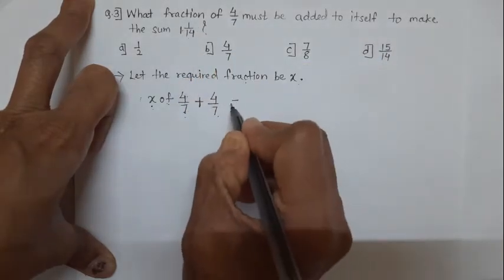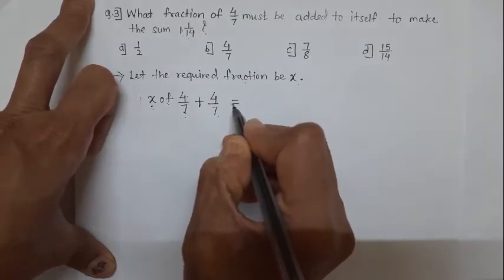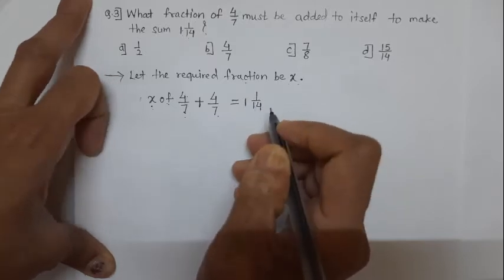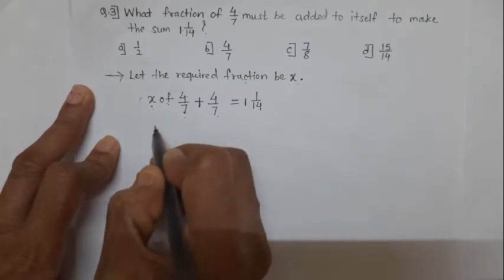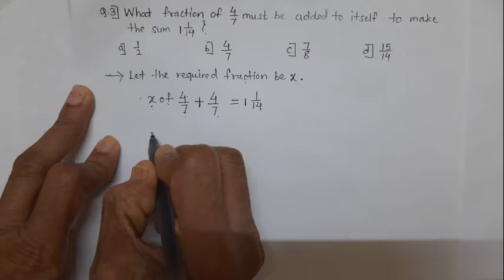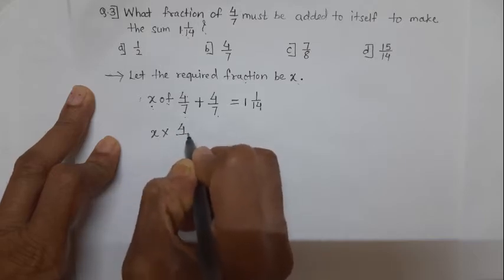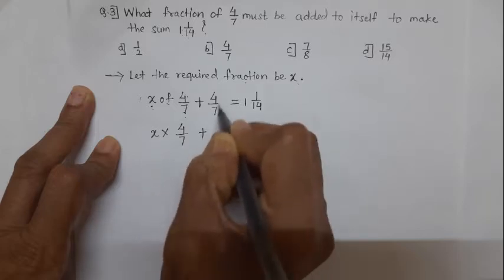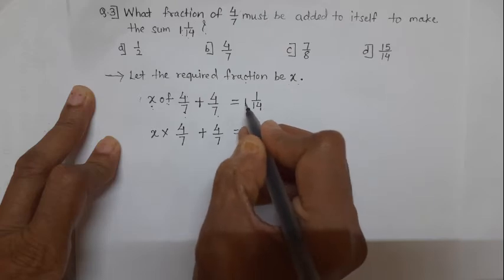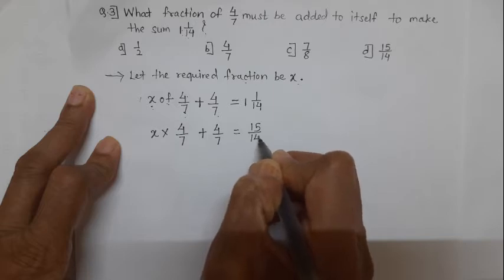Now what is meant by sum? The answer in addition is called the sum. So it is equal to 1 integer 1 upon 14. Okay, now let's solve this. What is the meaning of of? Of means multiplication. So x multiplied by 4 upon 7 plus this 4 upon 7 is equal to, now 14 ones are 14, 14 plus 1 is 15, 15 upon 14.